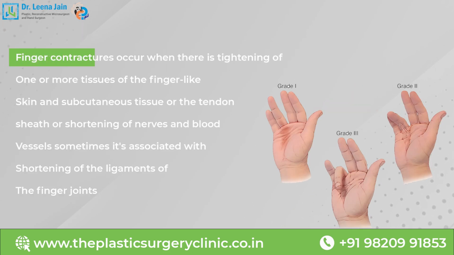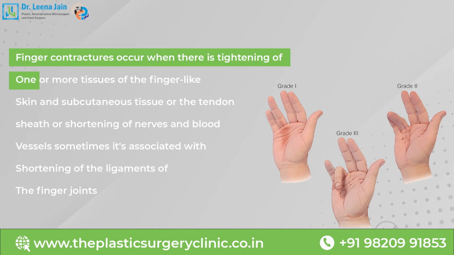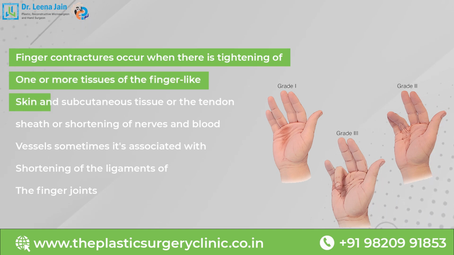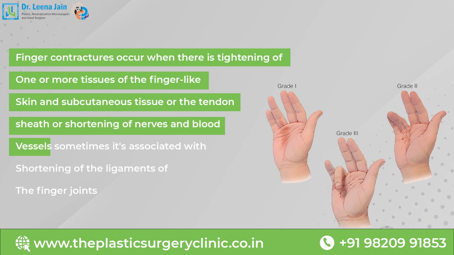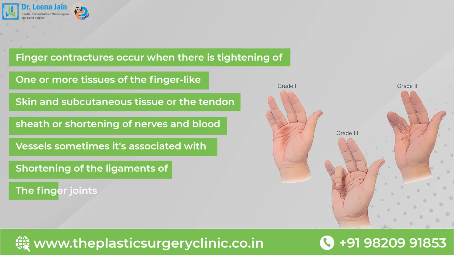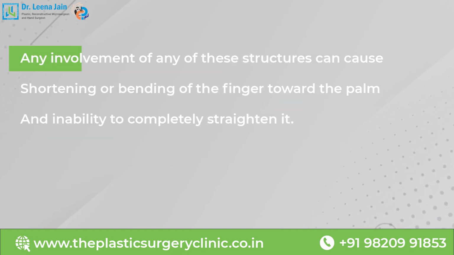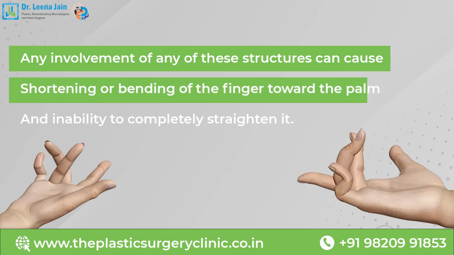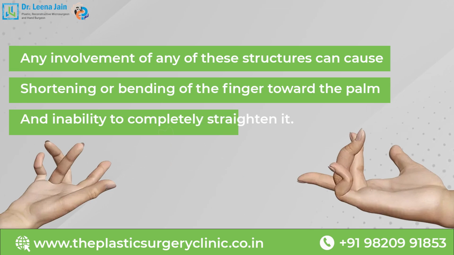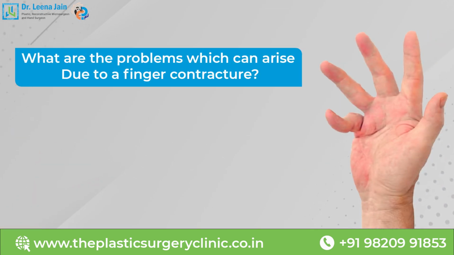Finger contractures occur when there is tightening of one or more tissues of the finger, like skin and subcutaneous tissue or the tendon sheath, or shortening of nerves and blood vessels. Sometimes it's associated with shortening of the ligaments of the finger joints. Any involvement of any of these structures can cause shortening or bending of the finger towards the palm and inability to completely straighten it. What are the problems which can arise due to a finger contracture?